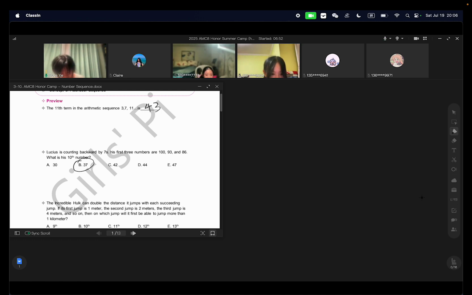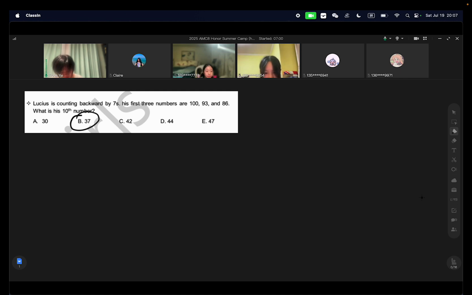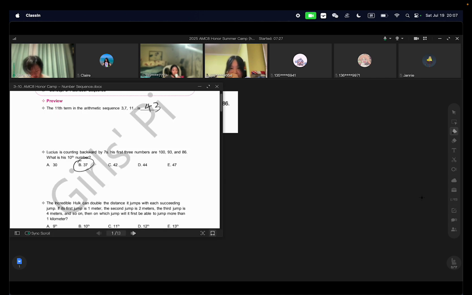Okay, so this question is pretty similar to the last one, except you basically just do it the other way around with subtraction. It says that it's counting back by 7, and the first three numbers were 100, 93, and 86. What is the 10th number? If there are 10 numbers in total in this arithmetic sequence, that means that there are going to be 9 intervals. So 9 times 7 is 63, and 100 minus 63 is 37. So it basically works the same as the last one. And now let's move on to the last preview question.